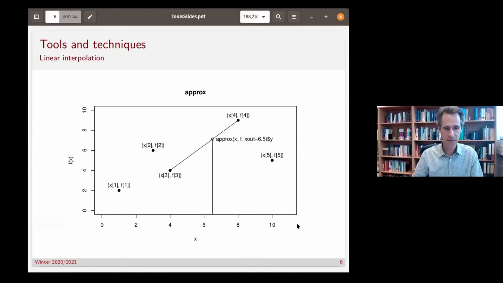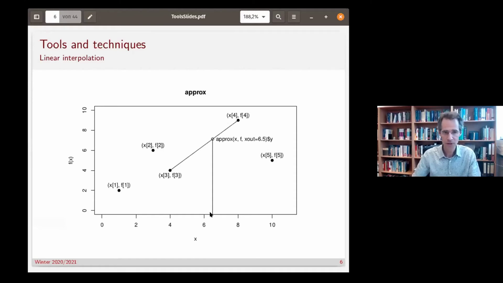Okay, so let's assume we have an approximation of a function f, where the grid points are here at 1, this is probably at 3, at 4. Then the fourth point is at 8, and the final fifth point is at 10. We know the functional values. The functional value here is 2. Here it's 6. Here it's 4. Here it's, I don't know, 9. And here it's 5. And we would like to interpolate this function at the point 6.5 here.